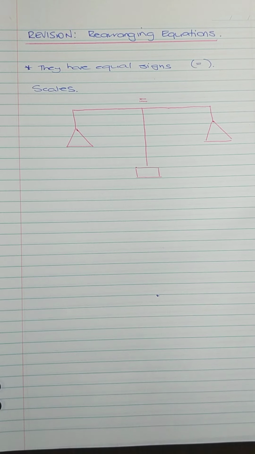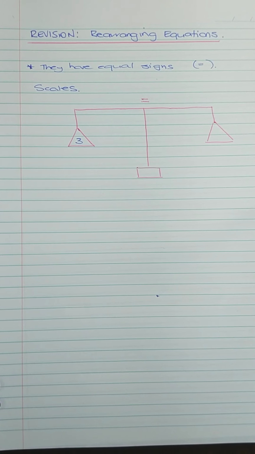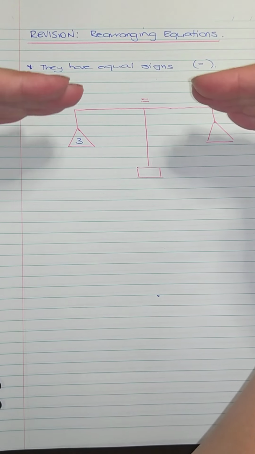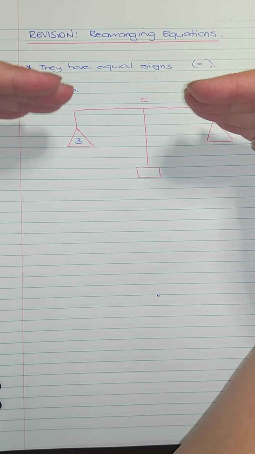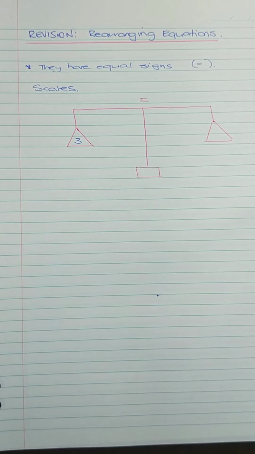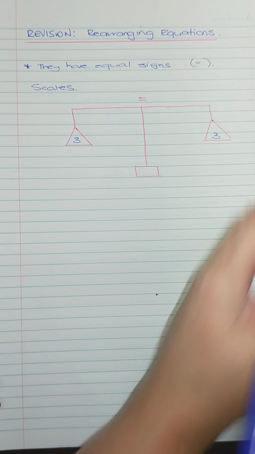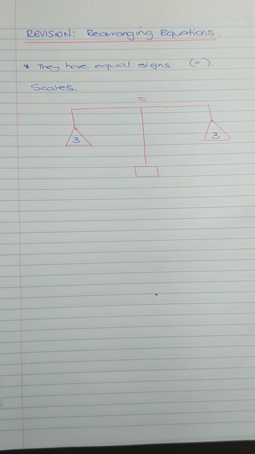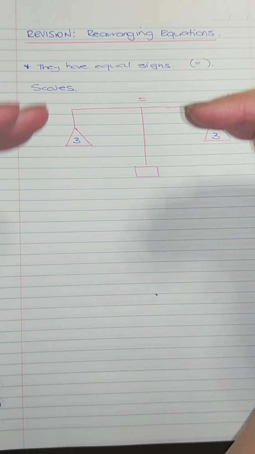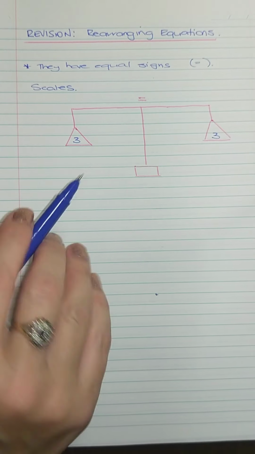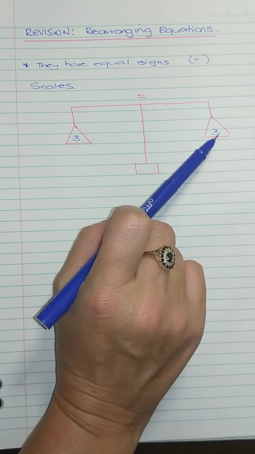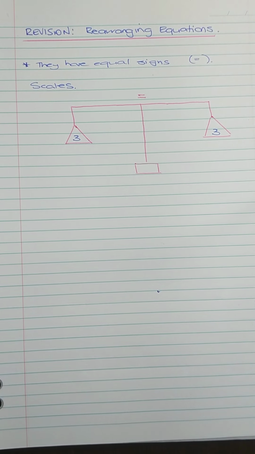So if I put 3 chocolates on this side of the scales, you would imagine that if this side was empty, it would go down, okay? And that would be not equal, all right? But if I put 3 chocolates on that side of the scales as well, you can see that these scales would balance, okay? So we could say that 3 equals 3, and we know that's true, don't we?